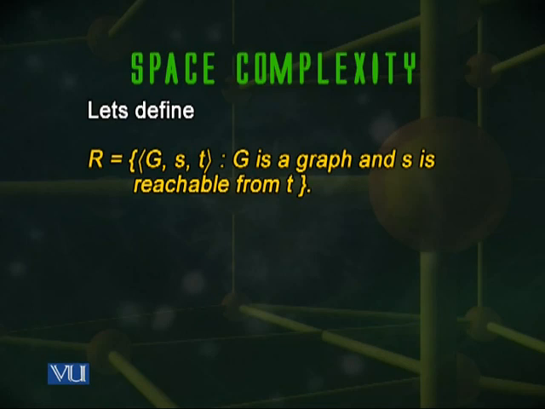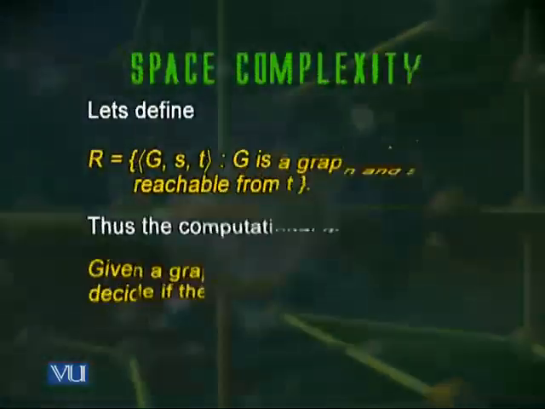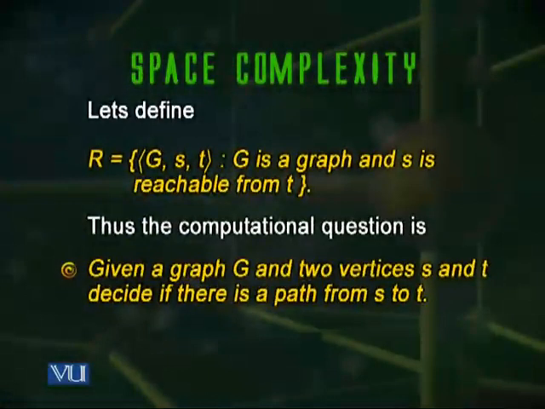So what you're given is a graph G and two vertices, and the question that is asked is, is it possible for me to start from the vertex S, use the edges of this graph, and eventually reach the vertex T? That's the computational question. Given a graph and two vertices S and T, decide if there is a path from S to T.